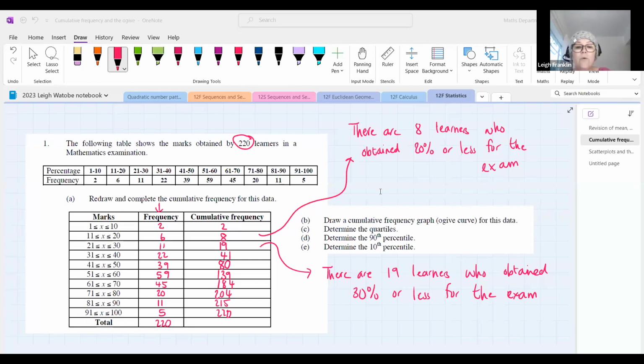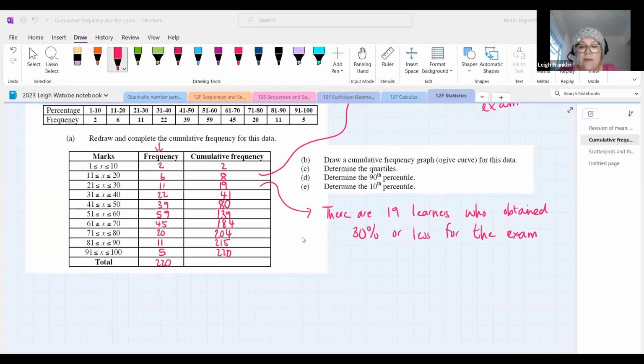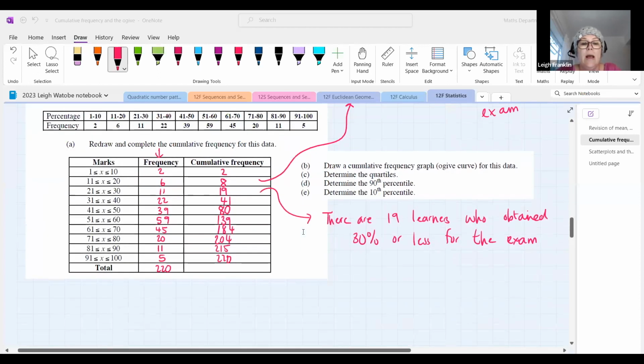So now what they want us to do is draw the cumulative frequency graph, or ogive, for this data. Let's do this together. I don't have a graph for this particular one, but that doesn't matter. We're going to make our own. So what goes on the x-axis? What's going on the x-axis?